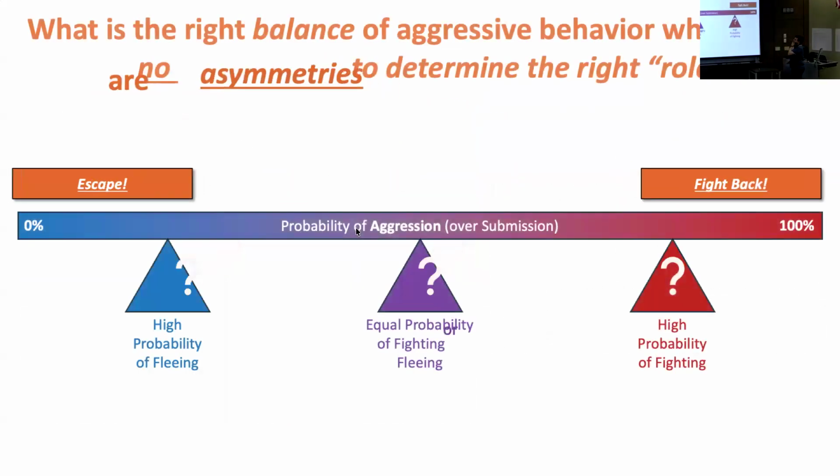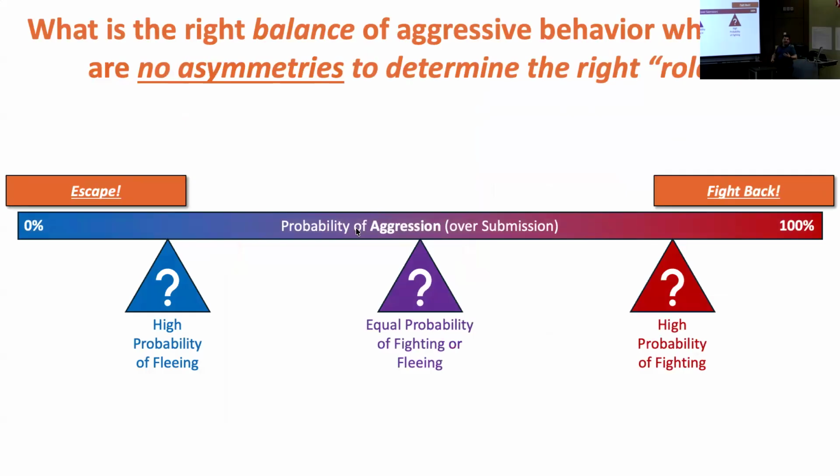We use those to try to build models to try to understand the distribution of strategies we see in nature. So if you think about that, if there's no asymmetries, what is the right balance of aggressive behavior when there's no asymmetries to determine the right roles? So imagine a balance here, where you've got escape on one side and fight back on the other side. Then how do you figure out where this fulcrum is?